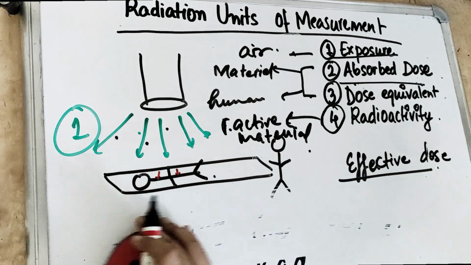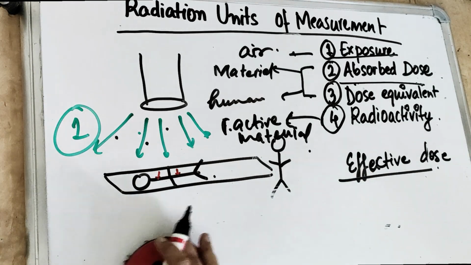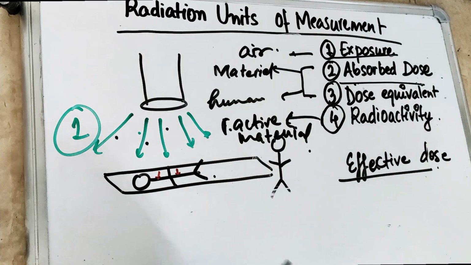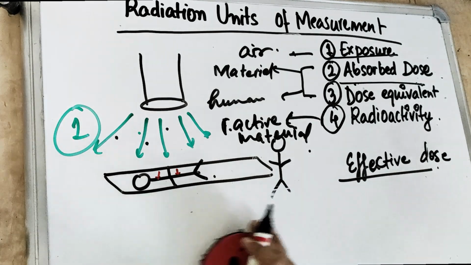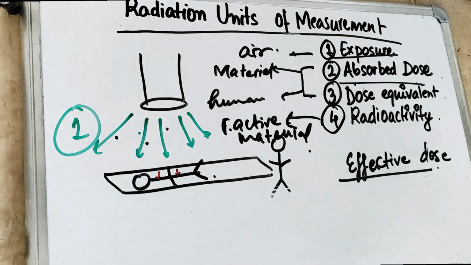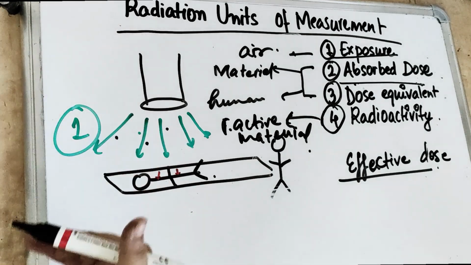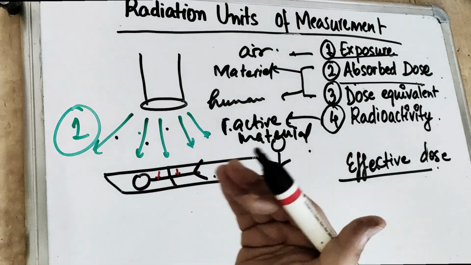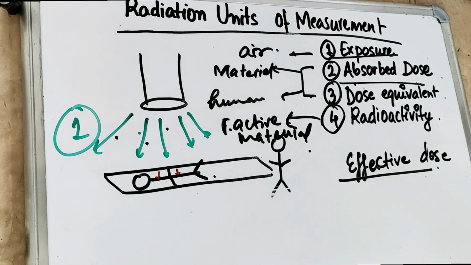Coming to the third one, we have the dose equivalent. Now dose equivalent is basically the dose because of which, due to the radiation, we are going to see some changes in the body. So all these changes are due to the radiation. Of course, we know that.